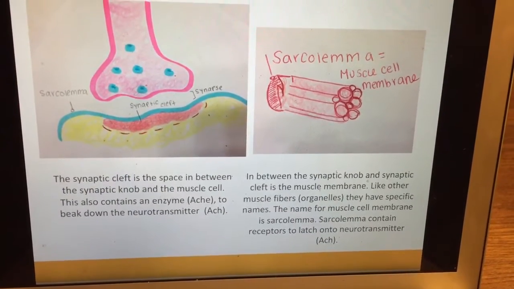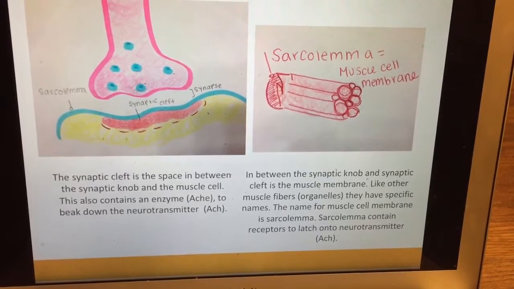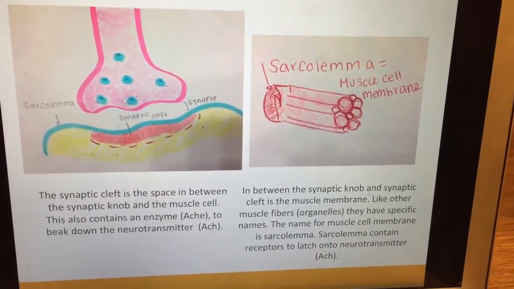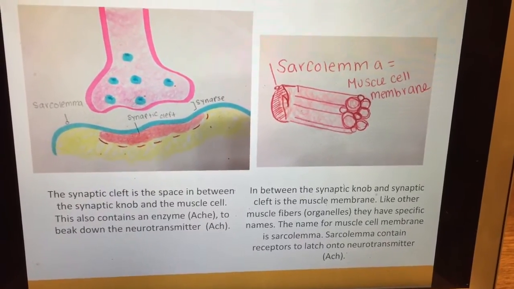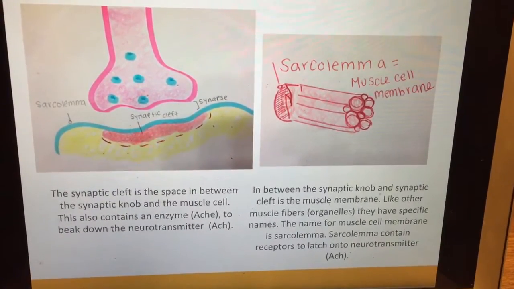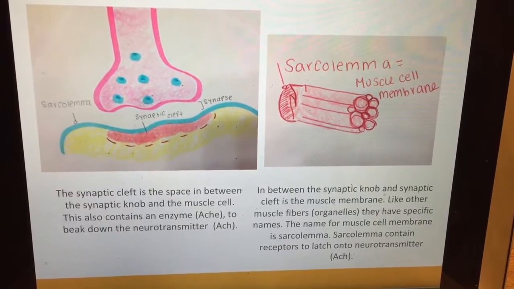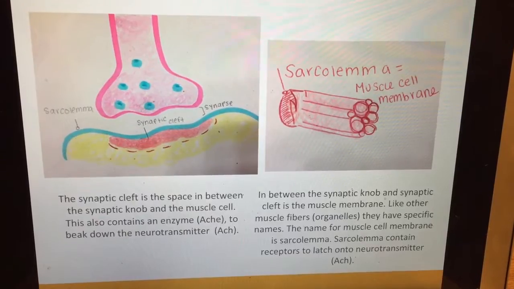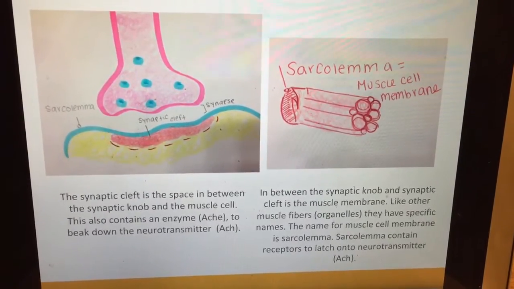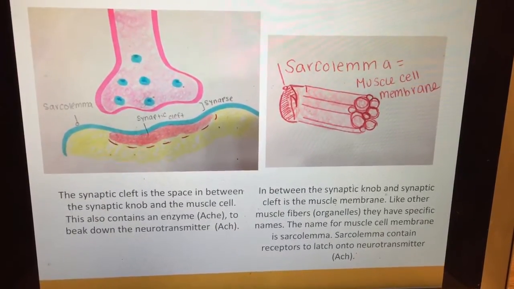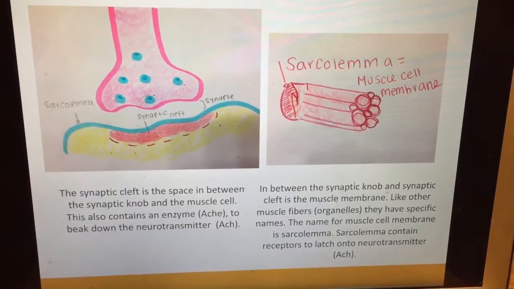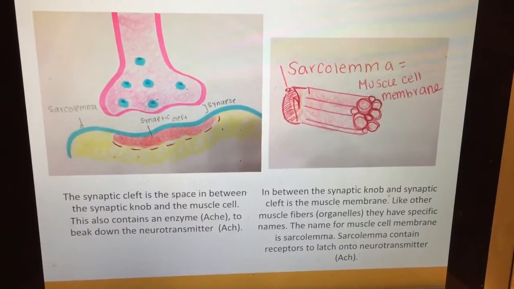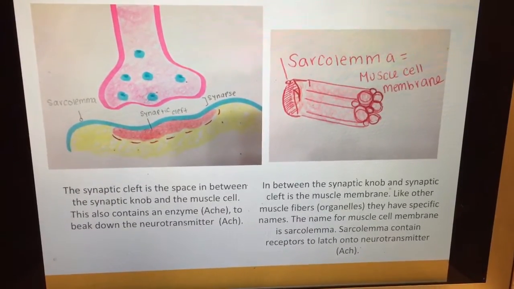Like muscle fibers, organelles have specific names. The name for this muscle cell membrane is the sarcolemma. The sarcolemma contains receptors to latch on to the neurotransmitter ACh. Again, the sarcolemma is a cell membrane. Please notice the folds. The synaptic cleft is the red highlighted part of the left picture.